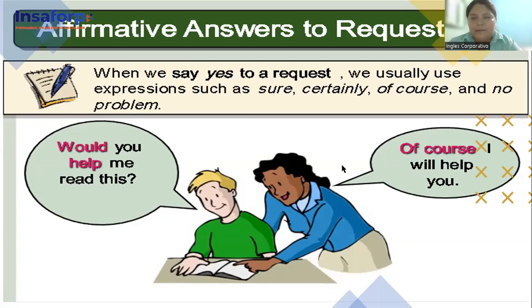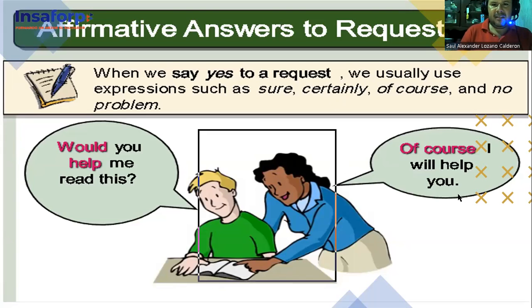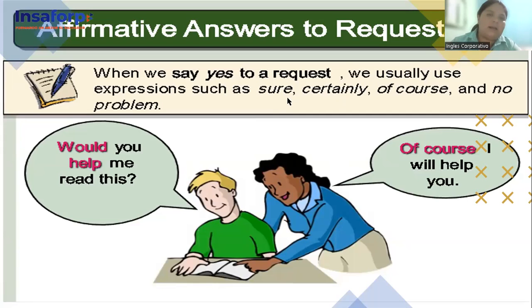So what's the meaning of of course? Por supuesto. Certainly, como certamente, ciertamente. It's a synonym for sure. Por supuesto, claro, okay. Ciertamente. Okay, and no problem, right?